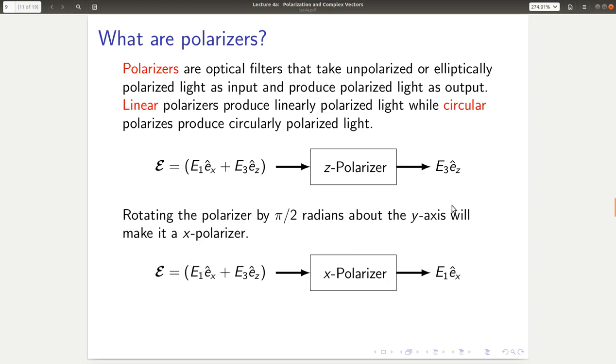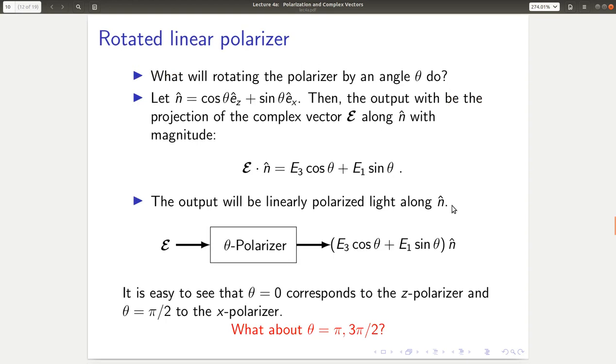Now we understand what a polarizer is, but the next question is, what if we had rotated it by an angle theta? That's not so hard. We just define a vector n cap: if you take the z-axis and rotate it by theta, it becomes this vector n cap, and simple trigonometry tells you that it's cosine theta Ez cap plus sine theta Ex cap. n hat is of course perpendicular to the y direction.